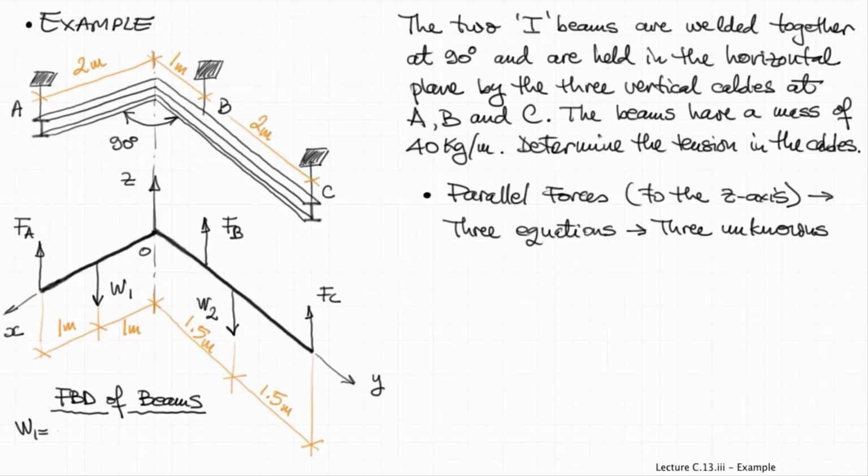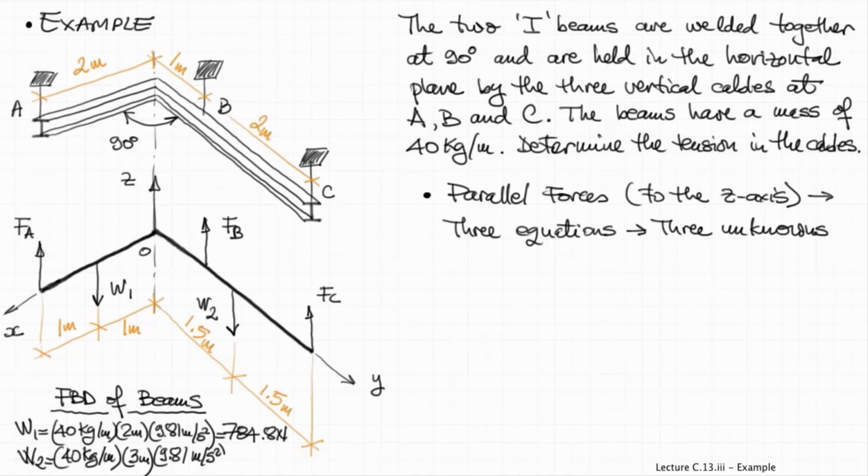So we will write moment equations around the x and y axes, and then also these forces that are parallel to the z-axis cannot translate along x and cannot translate along y, so hence we will only write the force summation along z. Now quickly, for the weights of the beams, all we have to do is multiply the mass per meter by the length of the beams and by the acceleration of gravity, and we obtain these values. And now we have to write the equations of equilibrium.